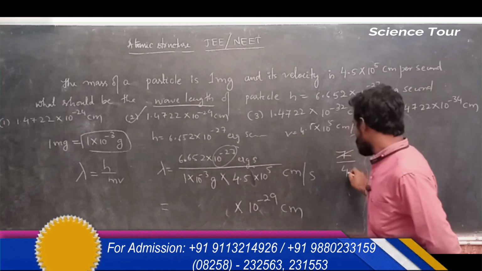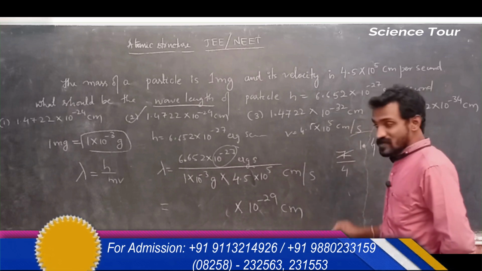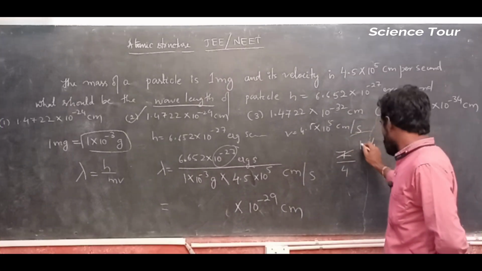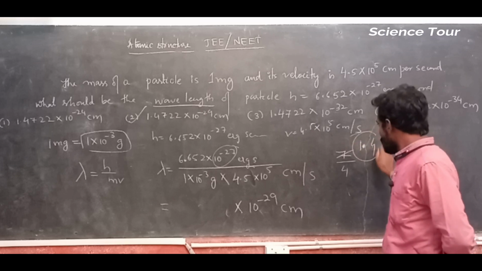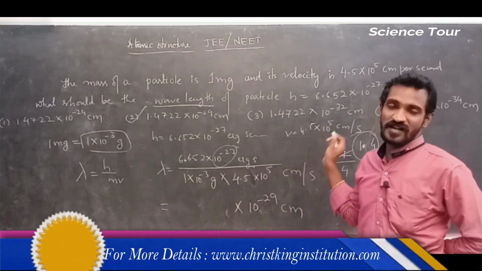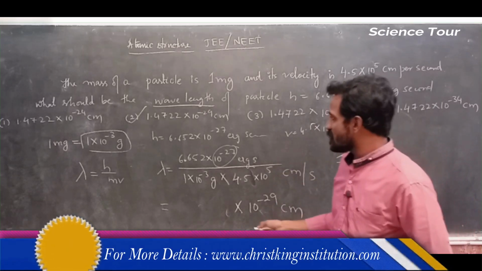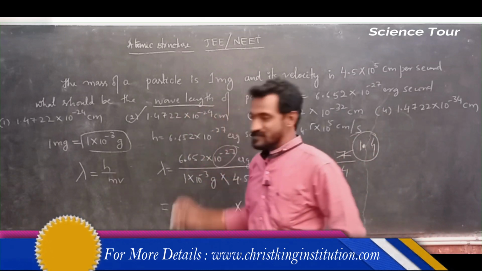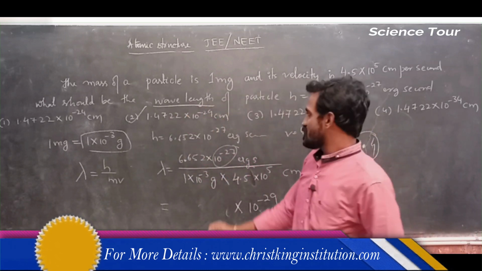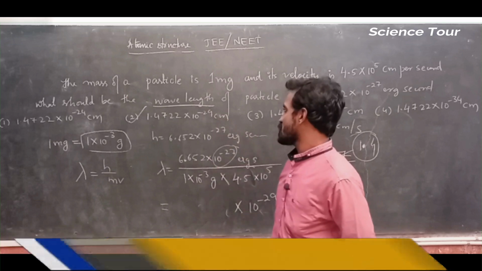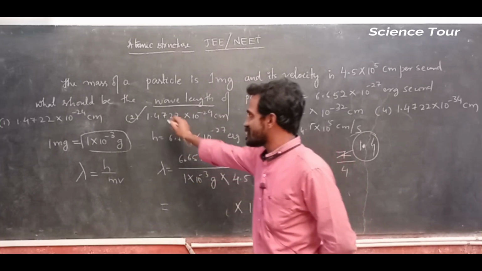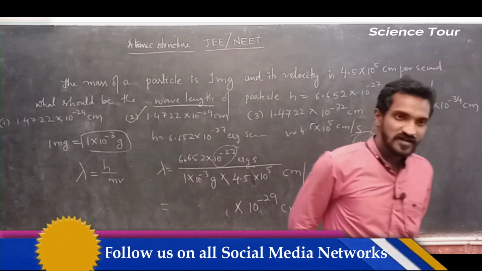So 7 divided by 4 is, 4 ones are 4. So 1 point comes. So the remaining is calculation for whatever is coming. No need of calculating that particular. You got the answer 1.4 into 722 into 10 to the power minus 29 centimeter. Exact answer you are getting. Understood?